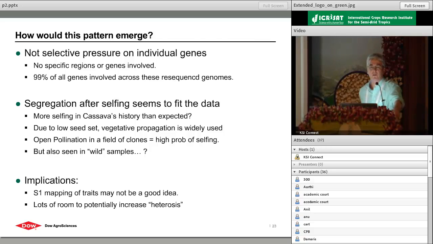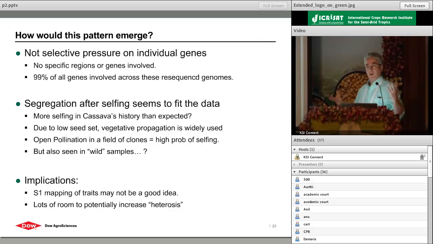So cassava breeders often map traits with S1 populations. And this probably isn't a good idea. If 30% of your genome is homozygous, or 30% of your genes are homozygous, you're not going to get much map resolution around certain traits if these are in large blocks. And it opens up a potential of designing crosses based on which blocks are homozygous, and you can break apart that homozygosity in a targeted way and perhaps drive some heterosis in cassava. So there are some interesting implications there.